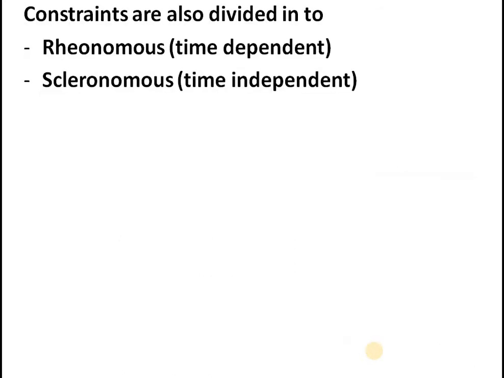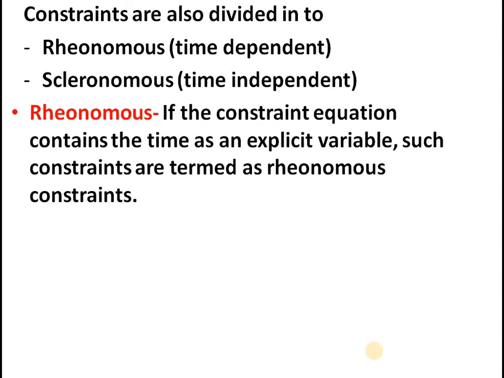Okay, so here comes another subdivision. Constraints you can also divide into rheonomous constraints and scleronomous constraints. What is meant by rheonomous? Rheonomous means it is in fact a mathematical relation, provided that there is a time variable. If a particular constraint condition, expressed mathematically, contains time as an explicit parameter, then we call it a rheonomous constraint. If the constraint equation contains time as an explicit variable, such constraints are called rheonomous constraints.